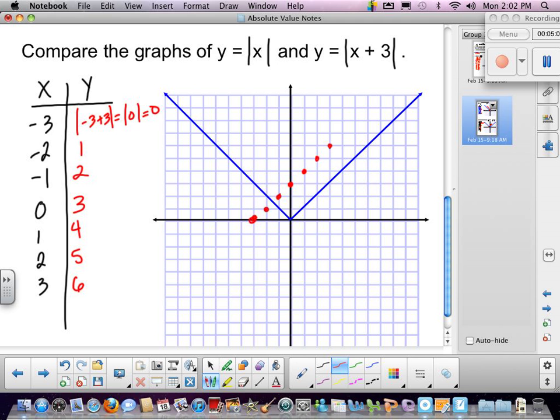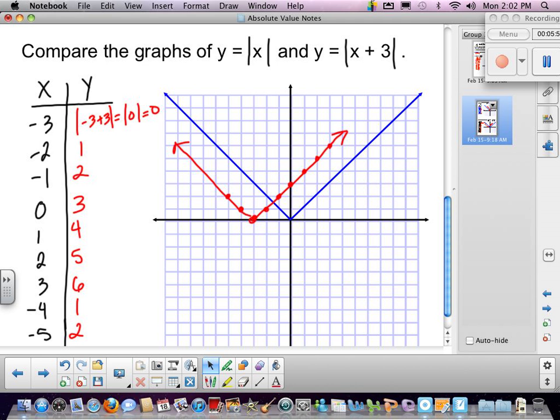And if I notice when I get to that point, I don't have a V yet, right? My numbers are just getting larger as my X increases. I might need to go back the other way. So I might need to take a look at, say, -4 and -5. Okay? So when I substitute in -4, I'm going to get -1, and the absolute value of -1 is +1. -5 will give me -2. The absolute value of -2 is +2. So if I go back up and graph those, now I'm starting to get a little bit more of that V shape. Go ahead and connect the dots. So there's the graph of y equals the absolute value of x plus 3.